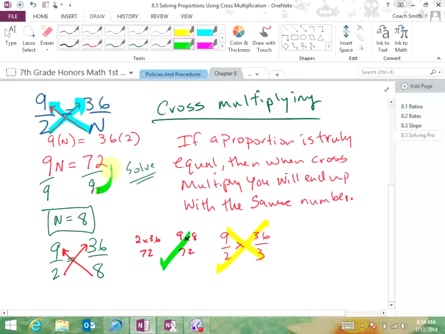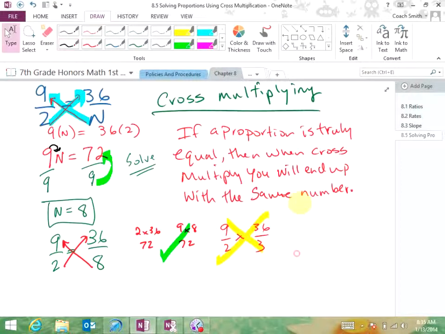I divided 9 into 72. 9 goes into 72 eight times, because I am asking myself, 9 times what equals 72? We have to figure out what n is, and the only thing you can multiply 9 by to get 72 is 8.